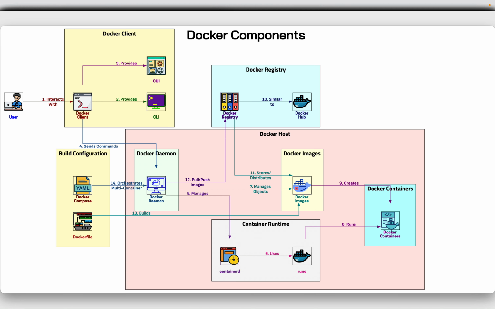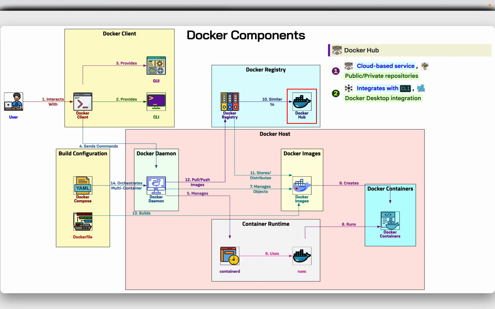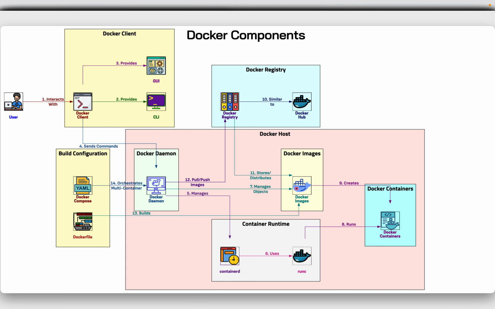Next one is Docker Hub. Docker Hub is a cloud-based service for storing, sharing, and distributing Docker images in public or private repositories. It seamlessly integrates with the Docker CLI and Docker Desktop for easy access to images. So there are other registries as well, but Docker Hub is the most popular one. You can always create your own private registry. And some example is like AWS has got their own public registry as well.